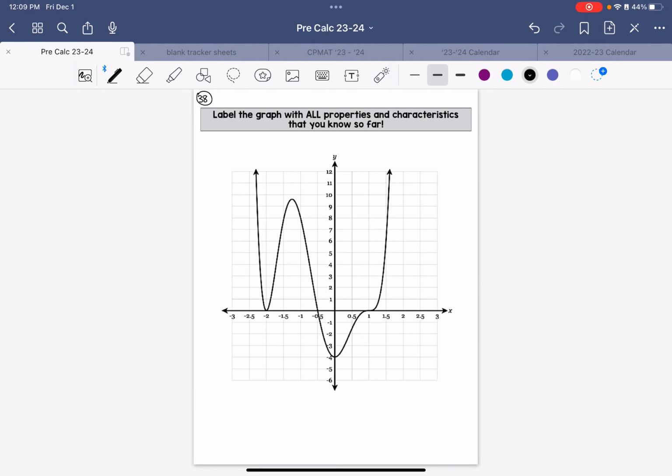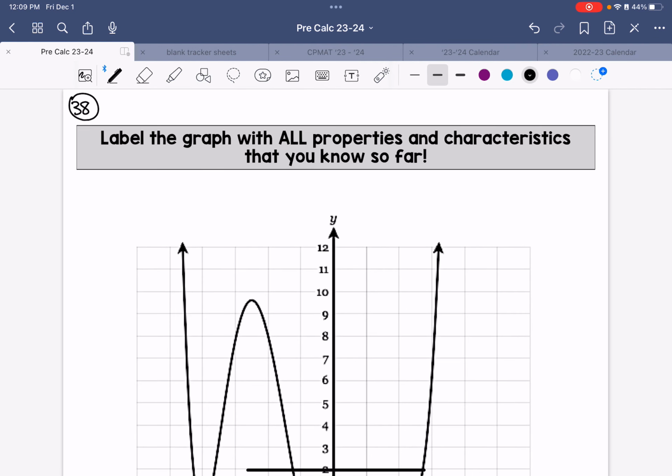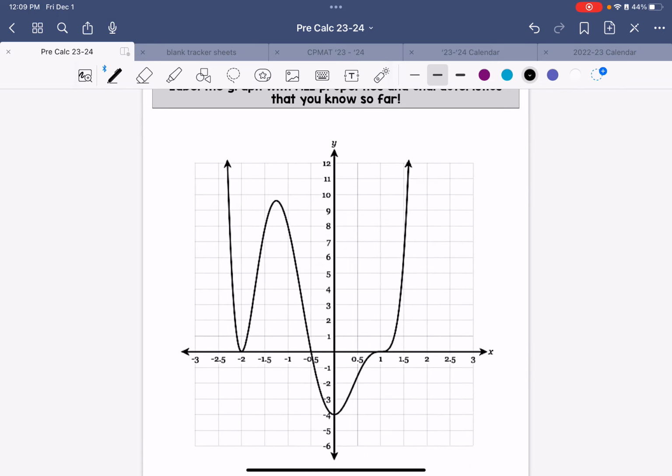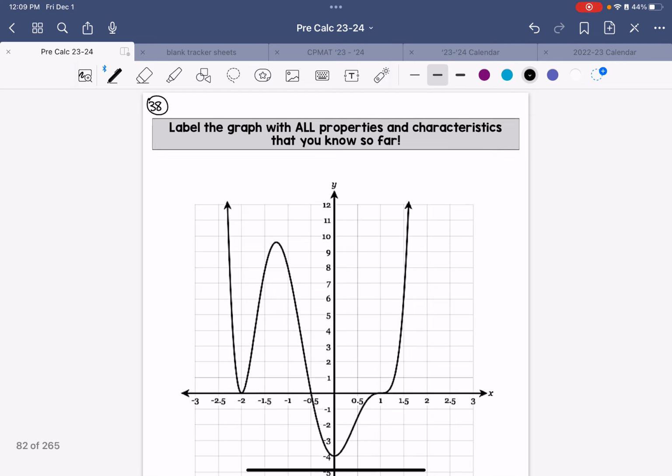Okay, here we're looking at page 38. This is just a chance for you to practice and label the graph. We're not actually going to do this together as a class, just to see if you know all the information you do remember. So far you should be able to say the zeros, all of the factors that you get from those zeros, all the maxes, all the mins, the end behavior, the kind of function, the degree, the multiplicity, all of that information.